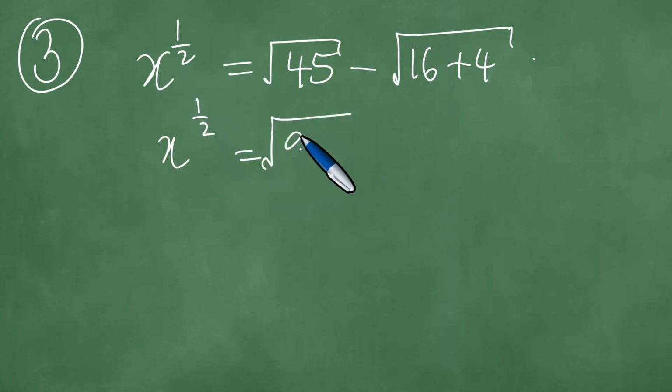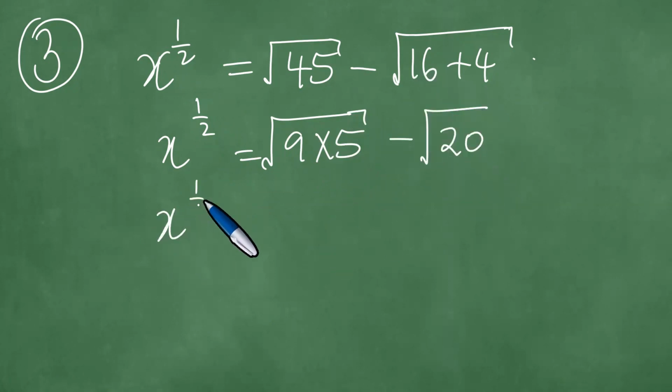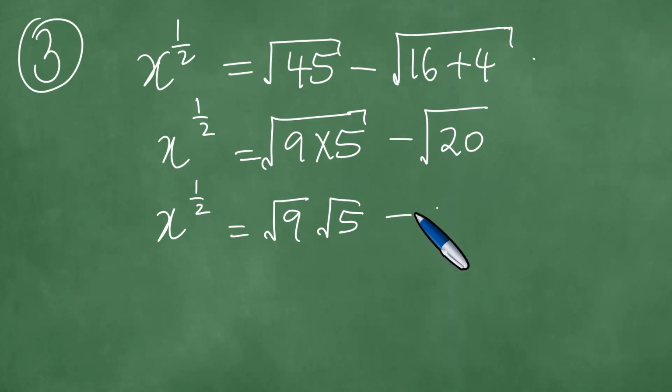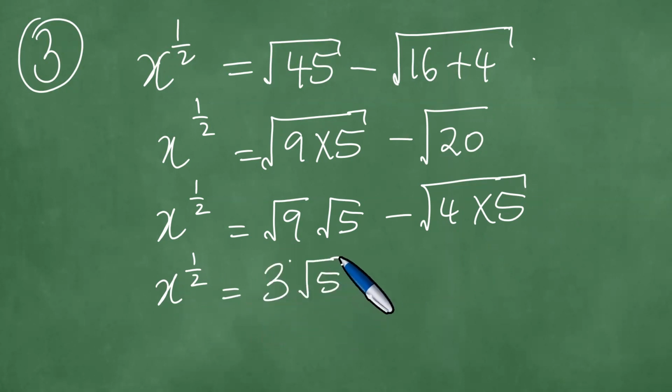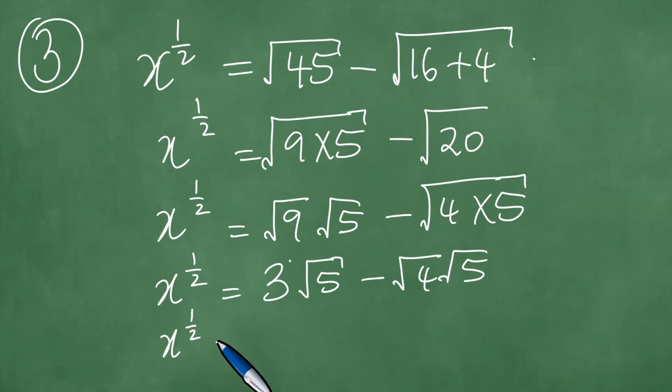What is 45? 45 is 9 times 5. This 16 plus 4 is what? It is 20. So which is the square root of 9 and square root of 5, minus 3, which is 4 by 5. So you have the square root of 9. The square root of 9 is what? It is 3. And then you have the square root of 5. Here you have the square root of 4 times the square root of 5. So x to the 1/2 equals 3 the square root of 5. The square root of 4 is what? It is 2, the square root of 5.